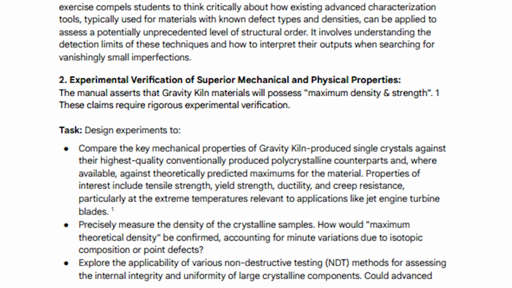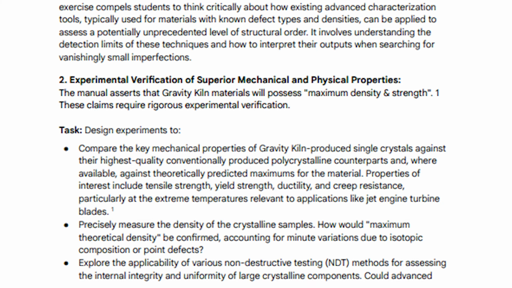Task: design experiments to compare the key mechanical properties of gravity kiln produced single crystals against their highest quality conventionally produced polycrystalline counterparts, and, where available, against theoretically predicted maximums for the material. Properties of interest include tensile strength, yield strength, ductility, and creep resistance, particularly at the extreme temperatures relevant to applications like jet engine turbine blades.